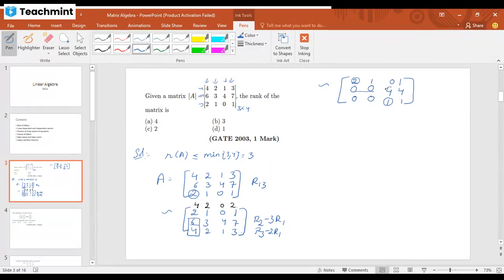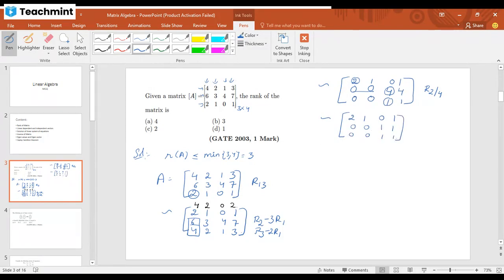So we'll try to make this element an identity, because you can see here the second row, 4 is common throughout. So we are going to apply the operation R2 by 4. Otherwise, we can interchange these two rows also, because already this entry is 1. So if we apply this operation, then we'll get 2 1 0 1 0 0 1 1.